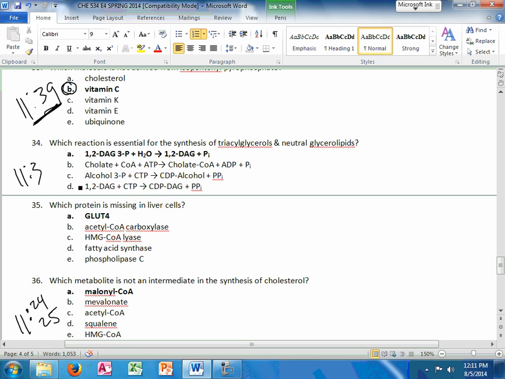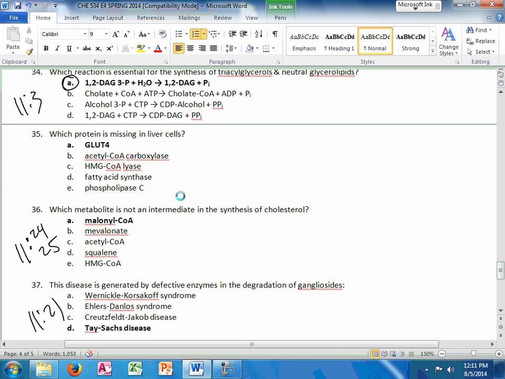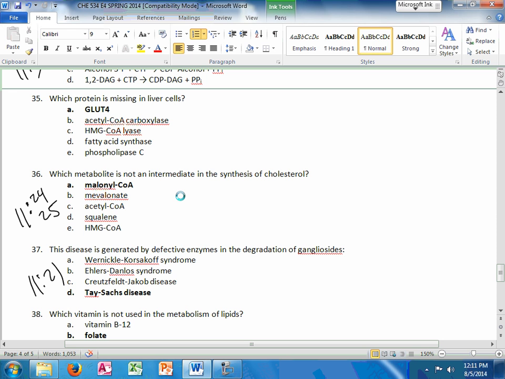Which reaction is essential for the synthesis of triglycerides and neutral glycerolipids? You're going to see that on slide 3 as well. Which protein is missing from liver cells? You could have asked this one on the first test as well. GLUT4 is muscle and fat. GLUT2 is liver. So you didn't even need to read the rest of the other potential answers.